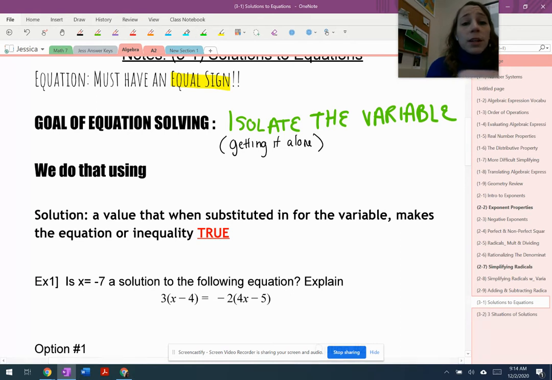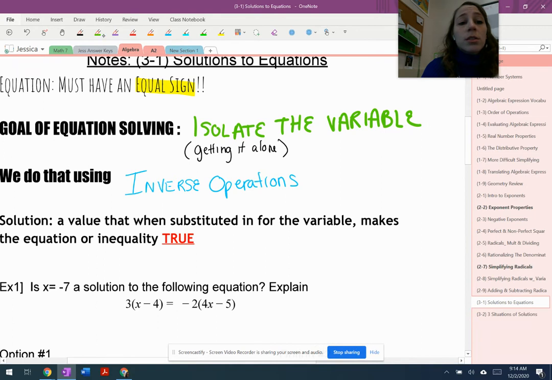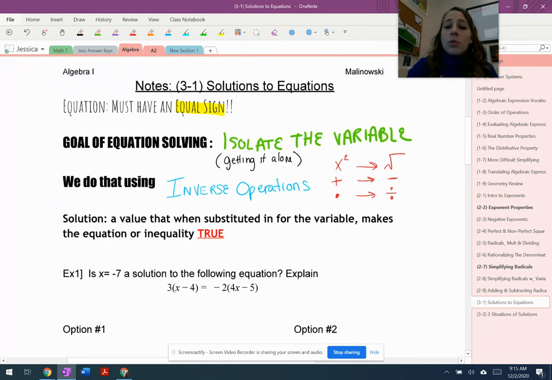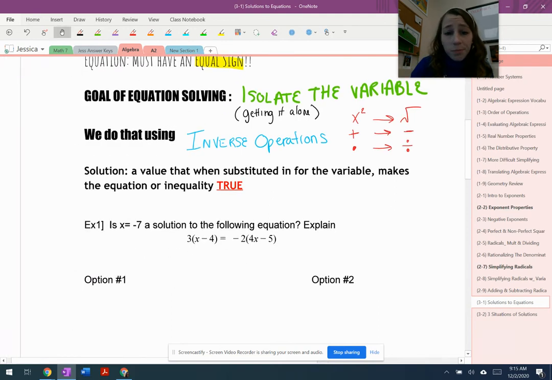And we isolate that variable by using what are called inverse operations. By inverse operations, we mean things like, if I'm talking about addition, the inverse of addition is subtraction. If I'm talking about multiplication, the inverse of multiplication is division. The one we just learned in our last unit: if I have something that's being squared, like x squared, the inverse of a square is a square root. So these are the inverse operations that we're going to use to solve equations.